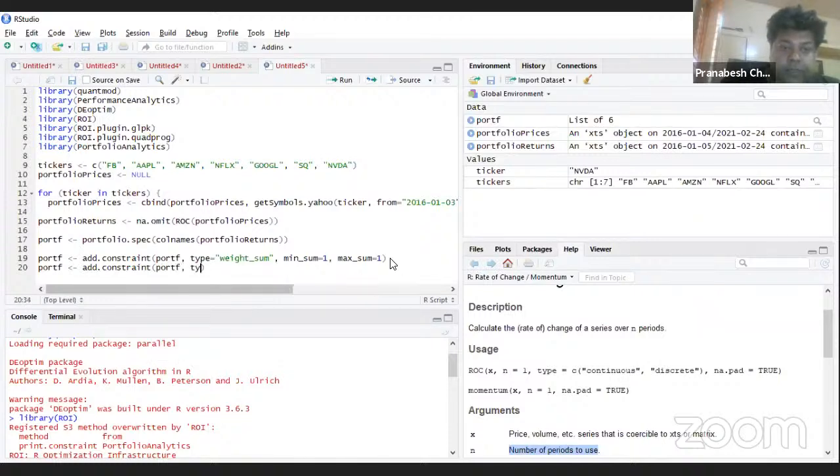Type will be equal to box. In box, what I want to add is minimum equals 0.10 and maximum equals 0.40. Now, what does this mean?